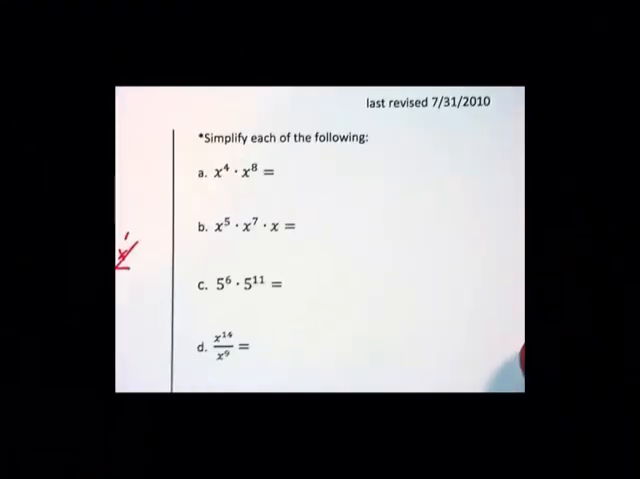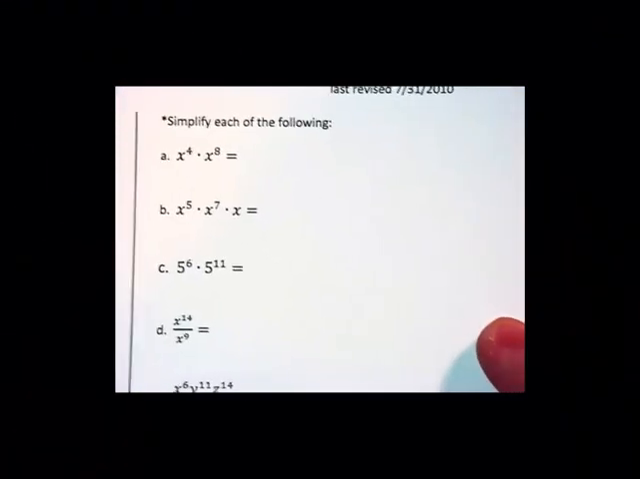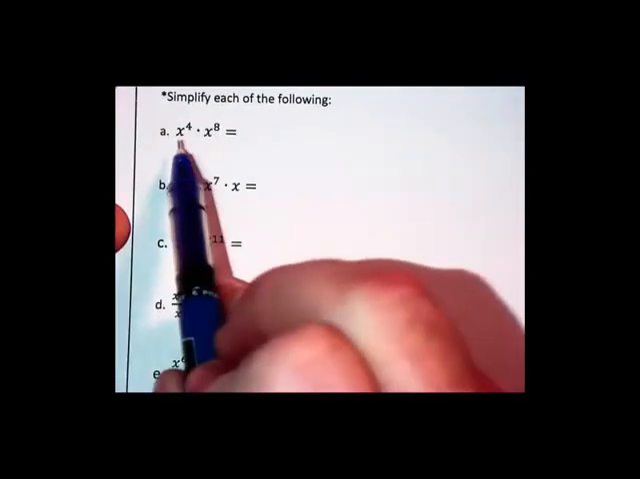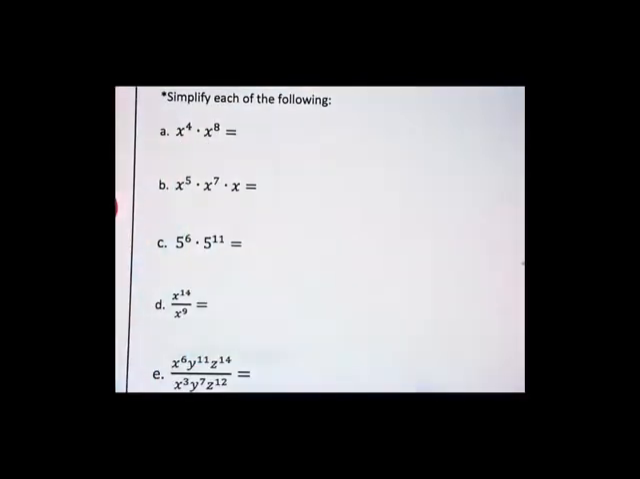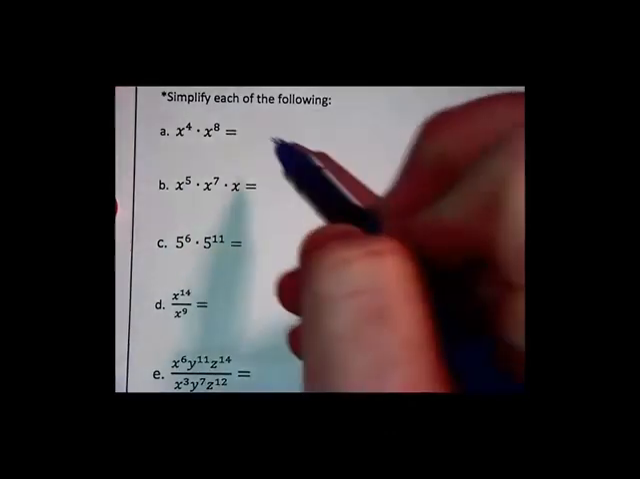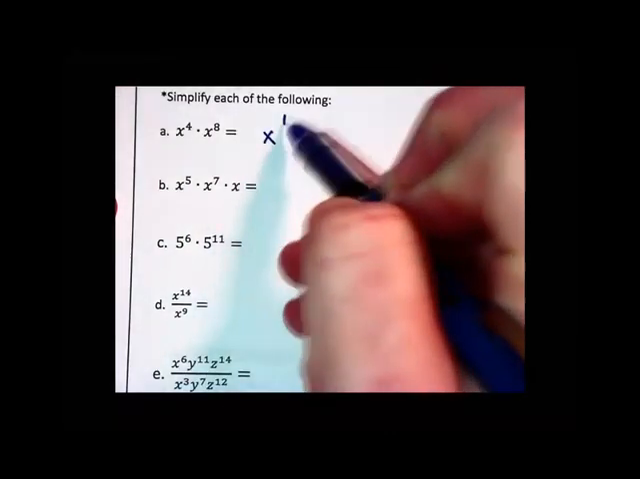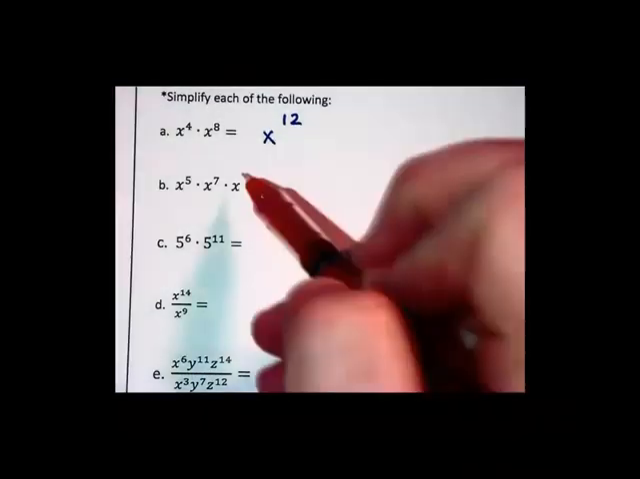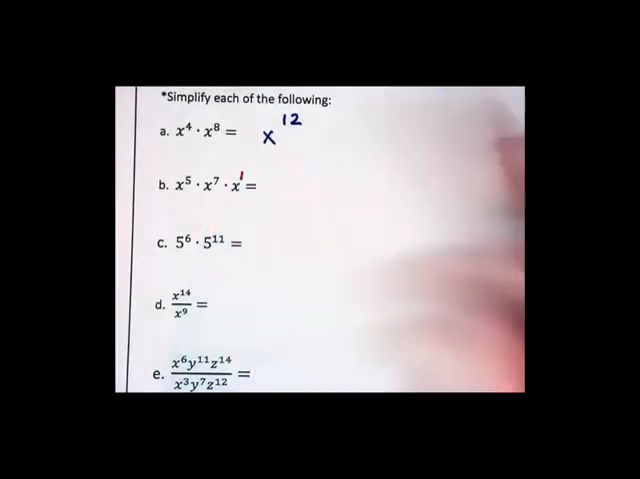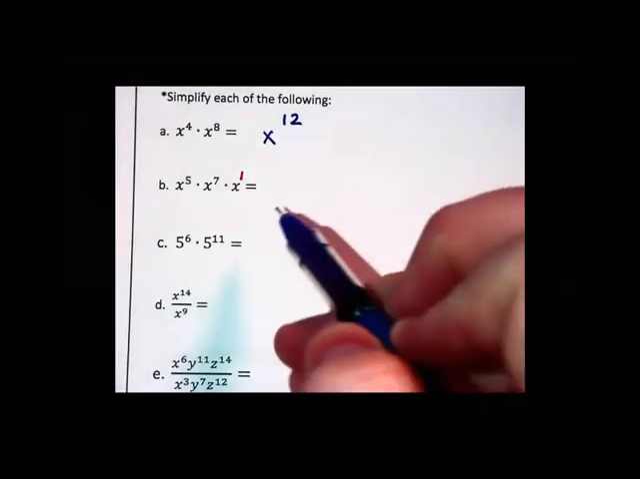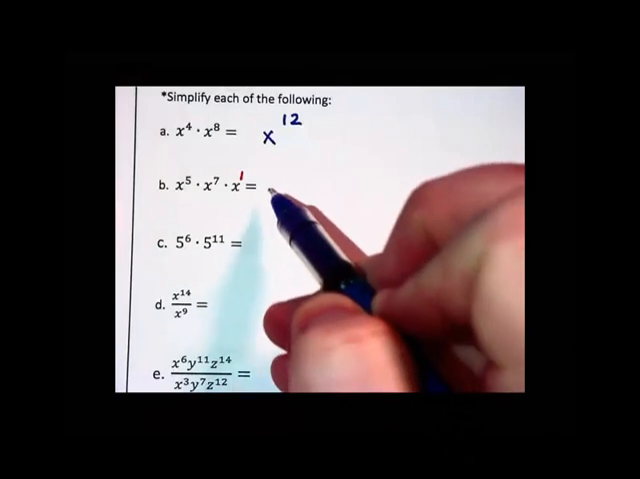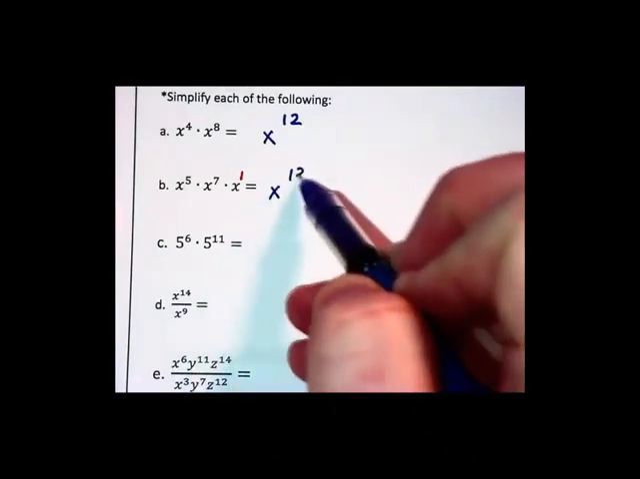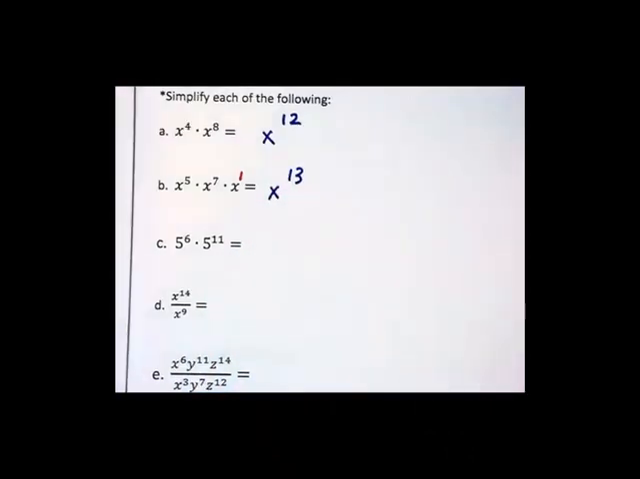Moving on to the next column, let's start using these properties. In this first property we have x being multiplied in the base, so we're going to add exponents and have x to the 12th. In the next problem, you don't see it, but there's an understood x to the first power on the third term there. So when we multiply, we're going 5 plus 7 is 12, plus 1 more makes 13, and we're going to have x to the 13th power.